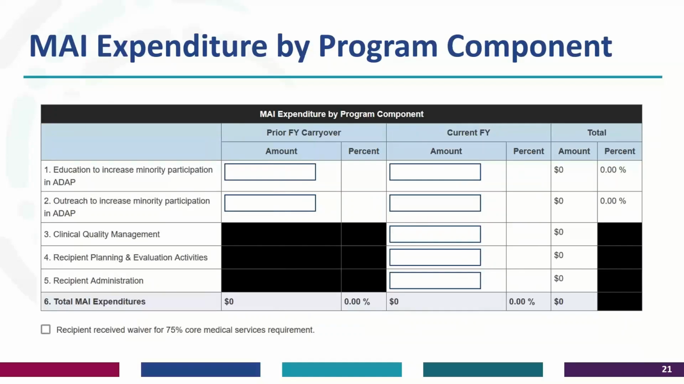Further down on the Part B expenditures report is the Part B MAI award. For this table, you will enter the amount expended on each service listed for each funding source. This includes carryover in the left column and the reporting year award in the right column. Under the MAI award table, there is the 75% core medical services requirement checkbox that you will select if you did receive a waiver for this requirement.